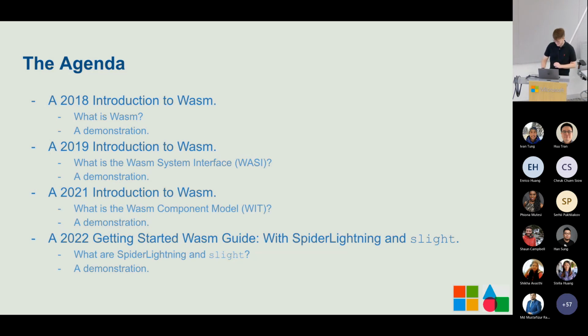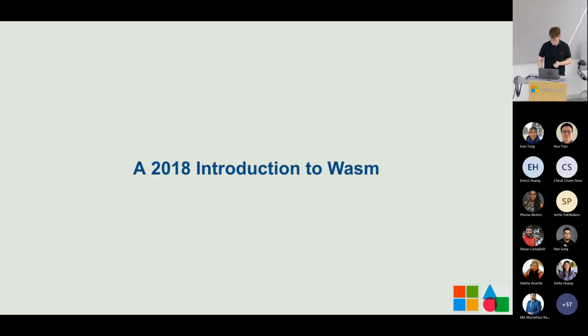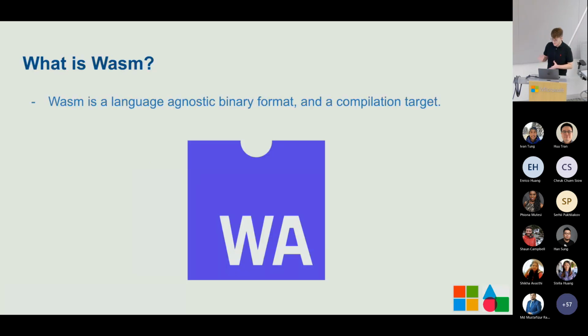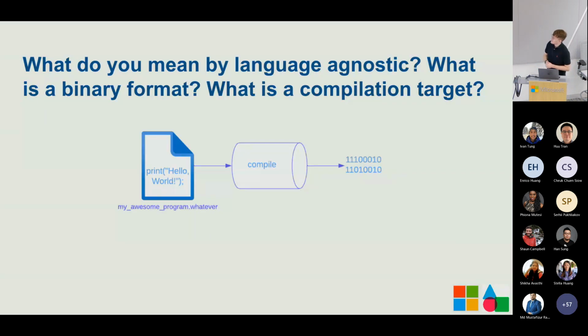So let's go. We'll hit rewind a little bit on our remotes, and we'll go, like I said, to 2018, where I'll give you a 2018 introduction to Wasm. And we'll understand why we're time traveling in a bit. So what is Wasm? When people ask me that, I like to tell them that Wasm is a language-agnostic binary format and a compilation target. And people usually follow that statement with a couple of very reasonable questions, like, what do you mean by language agnostic? What is a binary format? And what is a compilation target? Those are very reasonable questions.